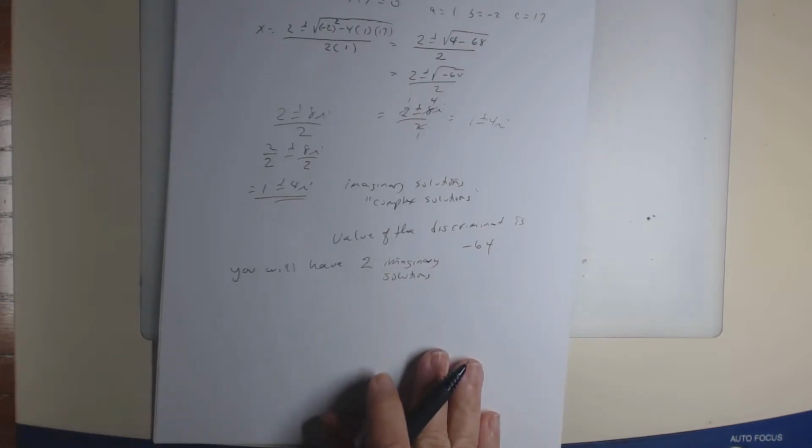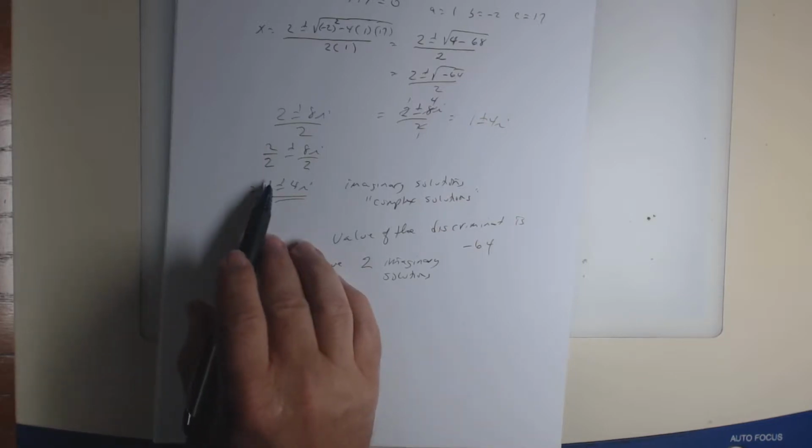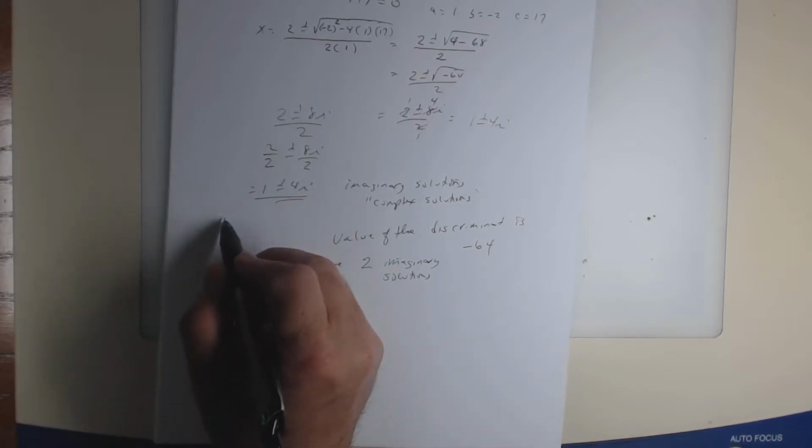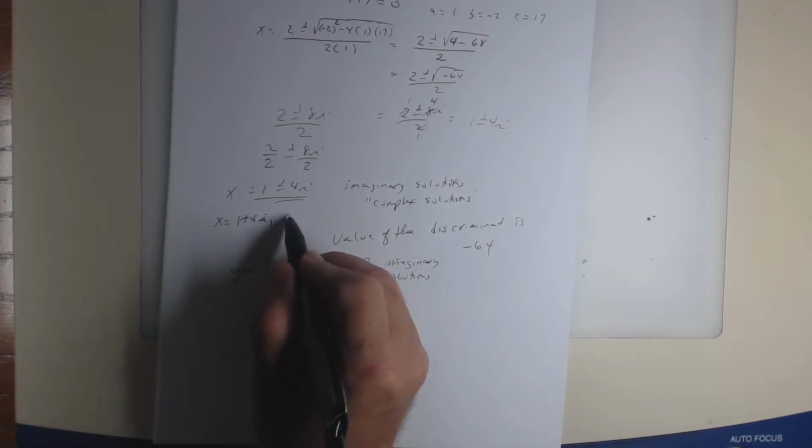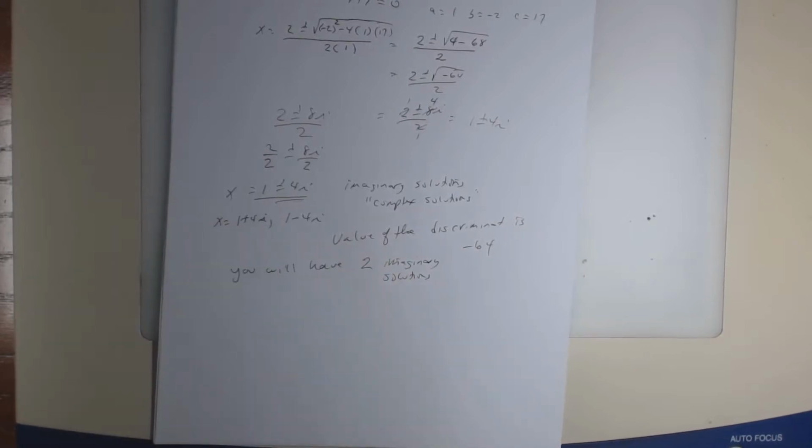So you have two imaginary solutions. And you do because one of them is 1 plus what? So there's one of them. And what's the second one? 1 minus 4i. Now, if you look at 1 plus 4i and 1 minus 4i, what are those? Conjugates. Okay, good. Those are conjugates.